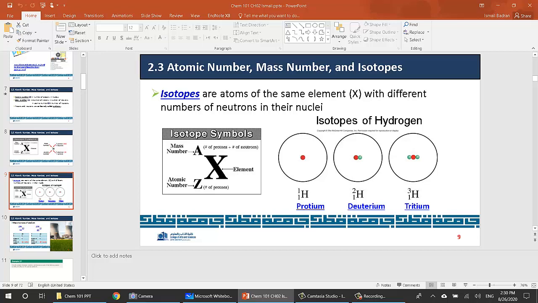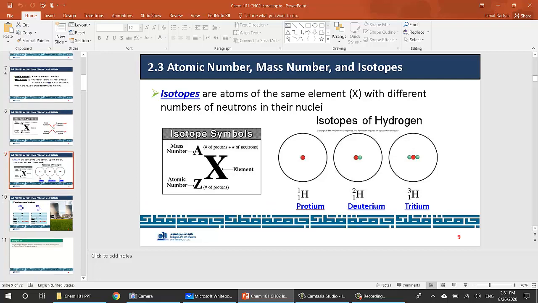I don't know if you know this, but there are other isotopes for hydrogen. One of them is deuterium. Deuterium has an atomic number of 1, same as hydrogen, and a mass number of 2. Therefore it has 1 electron, 1 proton, but also an extra neutron. There is also another isotope for hydrogen called tritium. Tritium has a mass number of 3, and therefore it has 2 neutrons inside the nucleus.